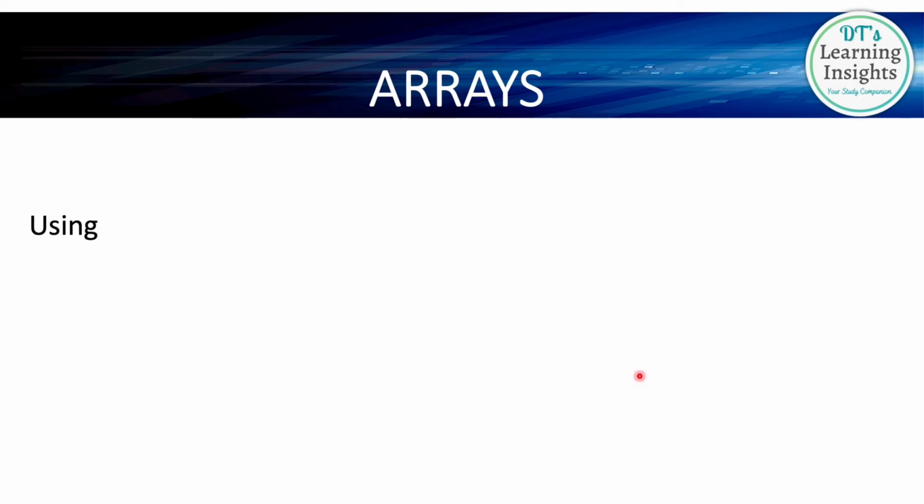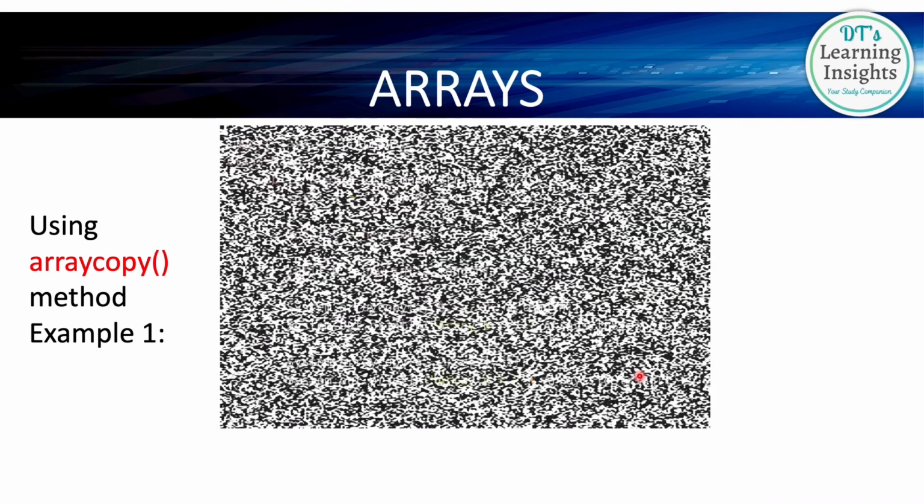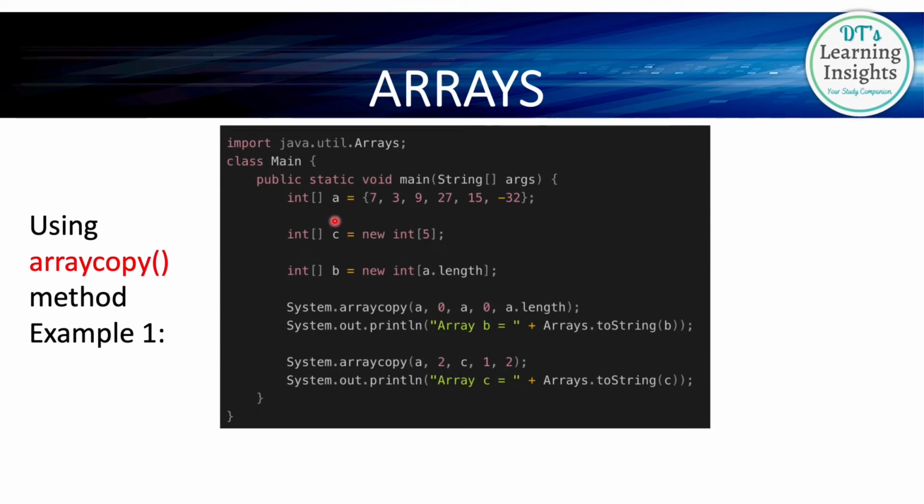We'll see how the Arrays arraycopy method can be used for copying arrays. We are creating a 1D array called A with a set of elements, then another 1D array called C with a length of 5, and this 1D array called B, which has the same length as A. In this example, we have used the arraycopy method. From this line, we can understand that the entire elements from the array A are copied to array B, and the array B is printed out.